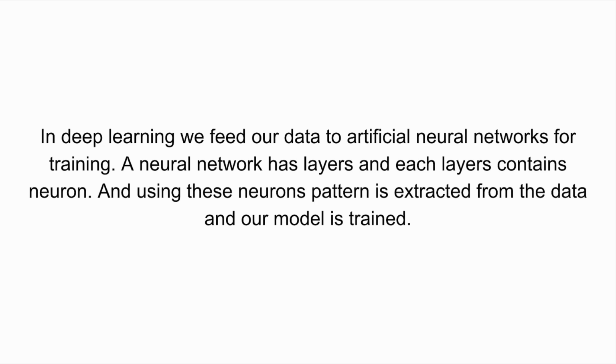And a neural network has layers, and each layer contains neurons. And using these neurons, the pattern is extracted from the data and our model is trained. So as machine learning is all about pattern finding, in deep learning we extract that pattern using artificial neural networks. And now let's see what a neural network is and how we are going to use it.